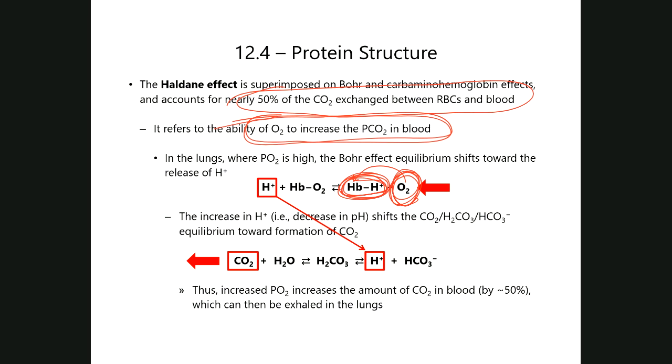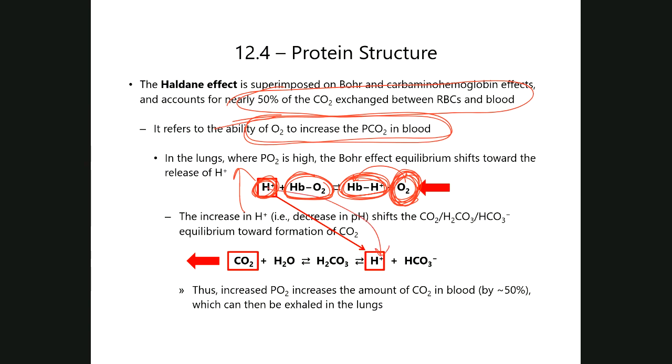So this reduced hemoglobin interacts with boatloads of oxygen coming in from the lungs, and it exchanges for protons. And here's where you have your normal oxyhemoglobin. Well, this is an equilibrium like any other. These protons are released, and as this concentration increases, this actually feeds into the Bohr effect equilibrium.